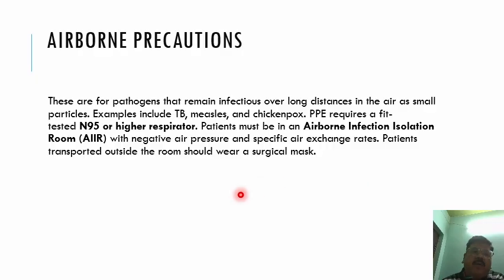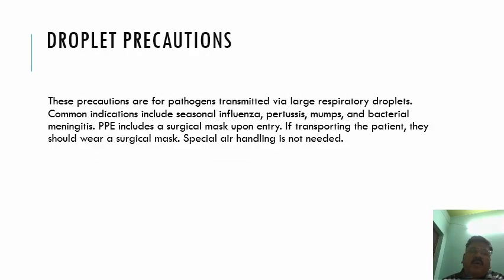Then comes the airborne precautions. These are for pathogens that remain infectious over long distances in the air as small particles. Examples include TB, measles, chickenpox. So here personal protective equipment requires an N95 or higher respirator, and patients must be in airborne infection isolation rooms with negative air pressure and specific air exchange rates. That is, 6 to 12 air changes should be there within 1 hour. The patients transported outside the room should wear a surgical mask. So these are the airborne precautions.